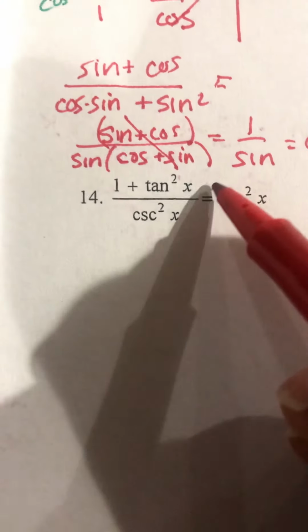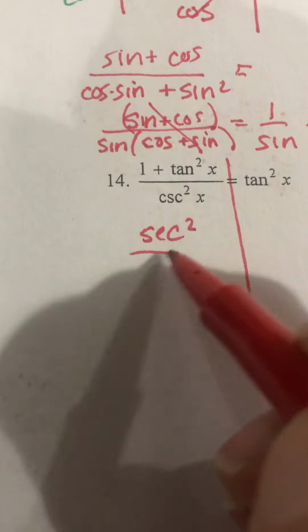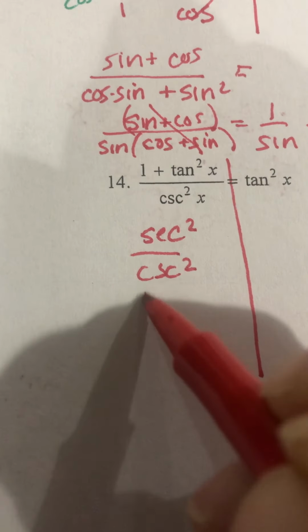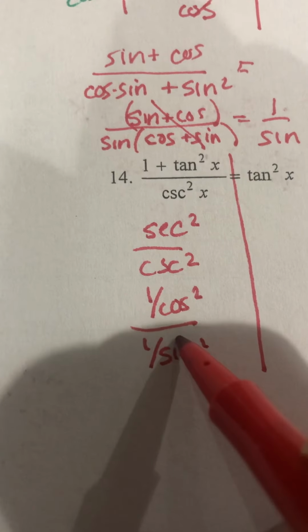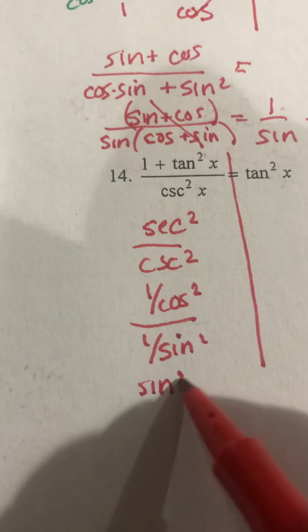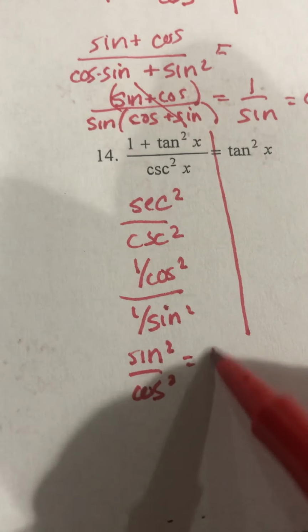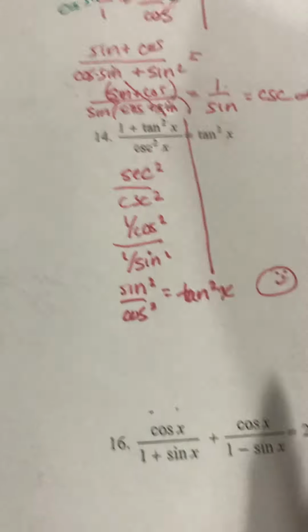The next one, I recognize a trig identity right off the bat. I recognize that tan squared plus 1 is secant squared. So even though it's written 1 plus tan squared, I know that that's secant squared. Secant squared is 1 over cos squared. Cosecant squared is 1 over sine squared. When I divide, I flip the fraction, so it becomes sine squared over cos squared, which is tan squared. Right? Almost there.